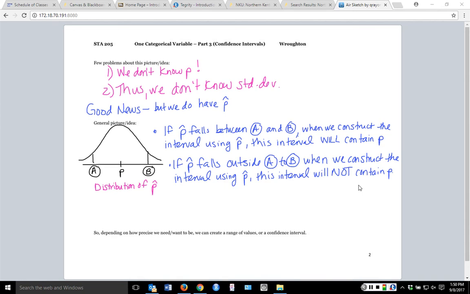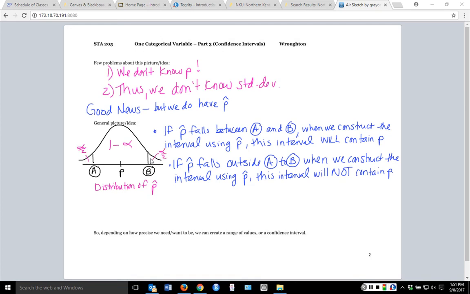Well, going back to my picture, I didn't actually put a percentage here in the middle. I'm going to generically write this as 1 minus alpha, and alpha is very similar to what we saw back in our 1 categorical variable part 2 notes with hypothesis testing, being a significance level. If this is 1 minus alpha, these little leftover pieces are alpha divided by 2, just to have a complete picture.